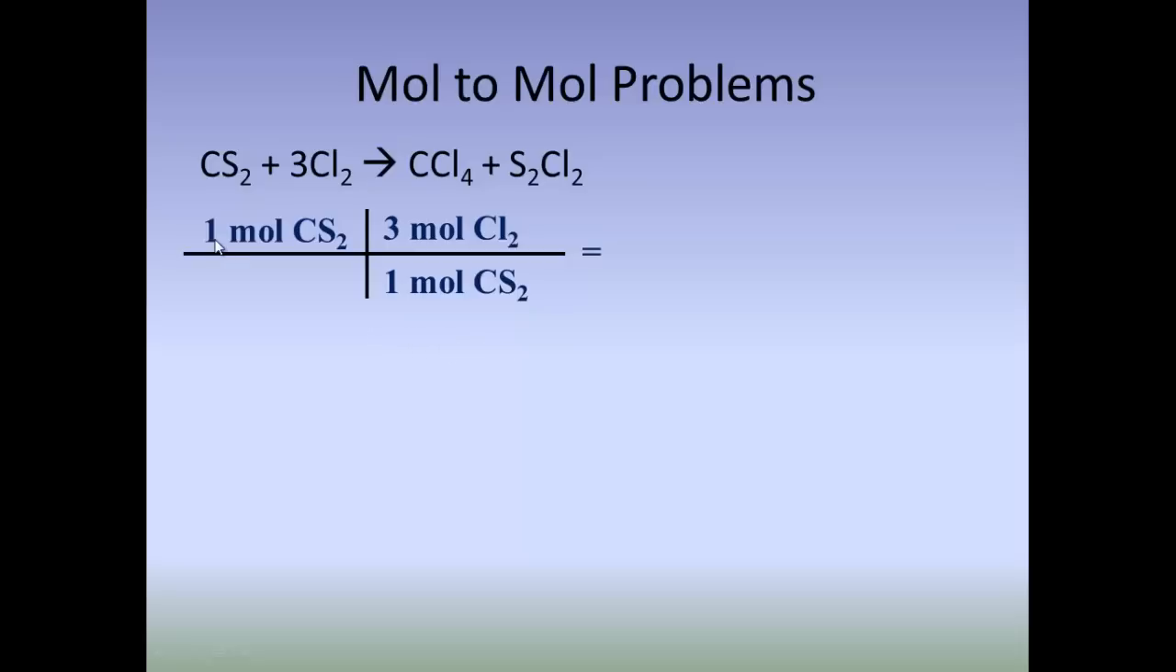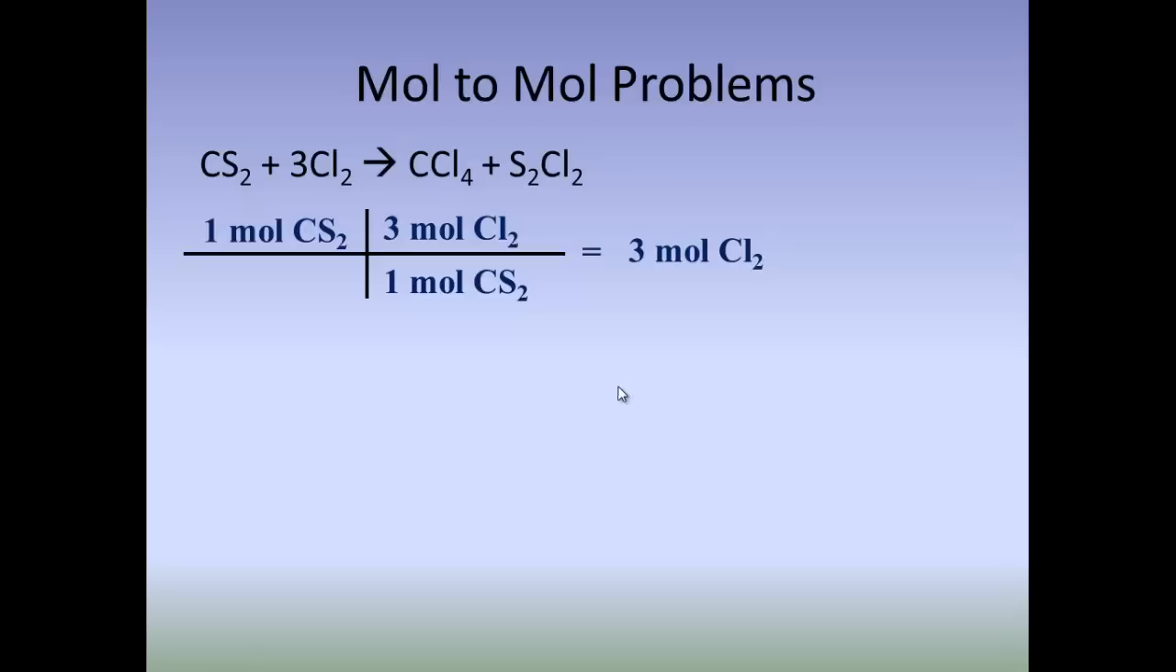Sig figs here, 1 based on our given. So of course this is just going to be a whole number. The answer is 3 moles of Cl2. The second question said how many moles of CCl4 would be produced.